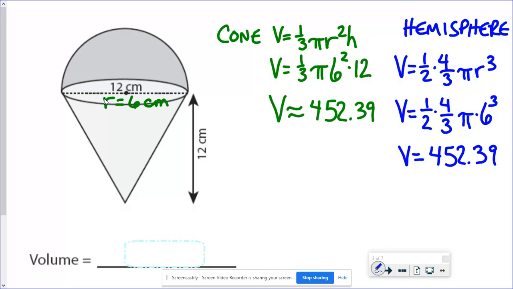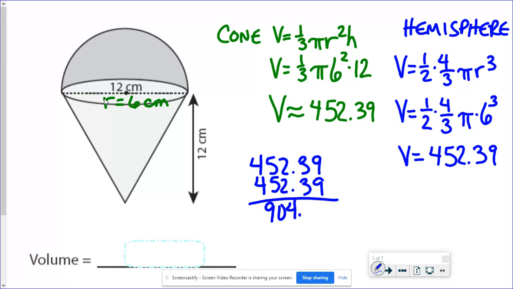Now, to get the final answer, because that hemisphere is being added to the cone, I would have 452.39 plus another one of those, or just times 2, which is going to give me, so my total volume is going to be 452.39, gives me 904.78, and this is in cubic centimeters.